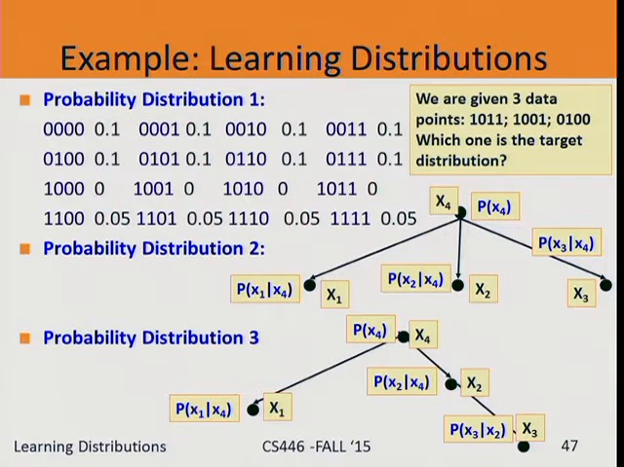Right, so here are 3 points. Which of these distributions has generated them? So what about probability distribution one? Do you think it could have generated it? Yes, no? Some people think no. Why?